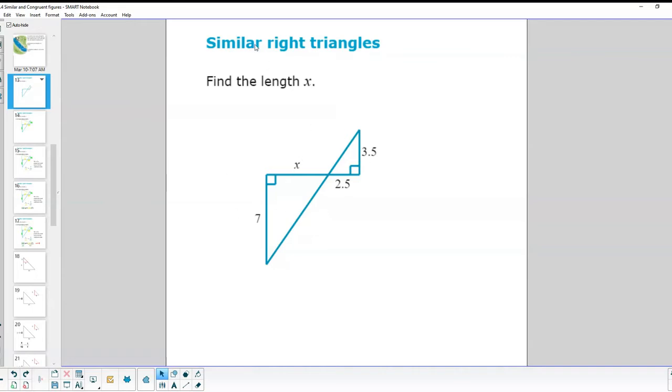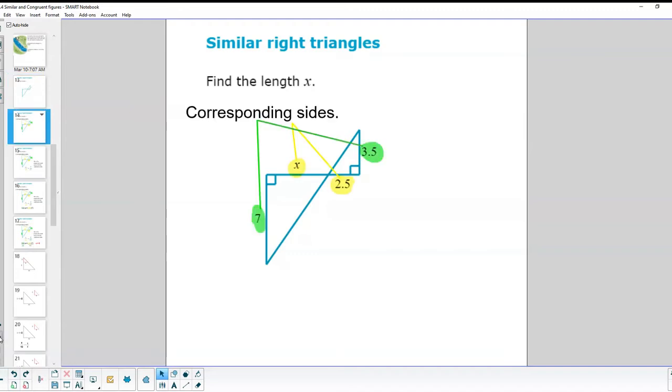For example, here's one where you have a couple of similar triangles, as it states right up here, and they're kind of stuck together by their ends right there, and they're upside down from each other. So how would we set up a proportion for this one? So let's take a look.